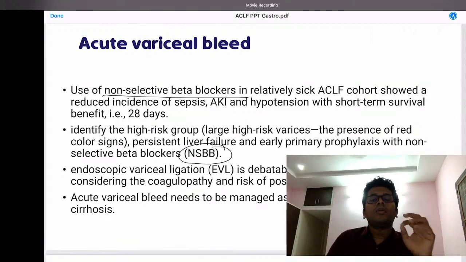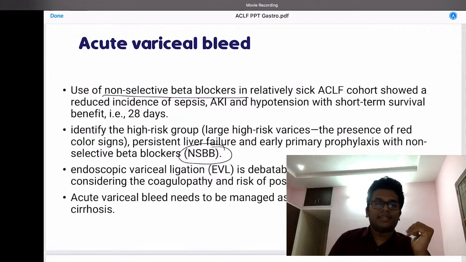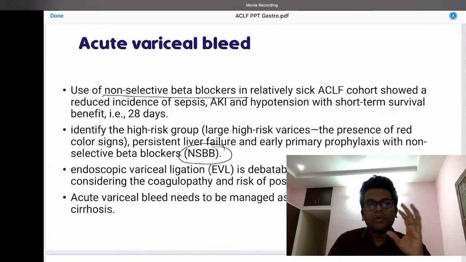Okay. Now, endoscopic variceal ligation is debatable and needs a decision considering the coagulopathy and the risk of post-banding ulcer bleeds that could occur in these patients, especially when it comes to primary prophylaxis. Secondary prophylaxis is just like any other case of cirrhosis, we should be able to treat it that way. But primary prophylaxis with EVL, it's a little dicey. Okay.